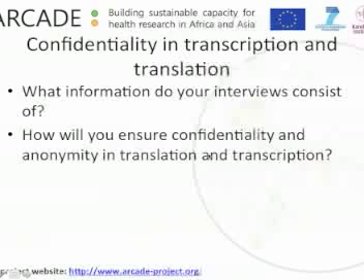Another issue to think about is confidentiality in transcription and translation. And you need to think about what information your interviews consist of. How sensitive is that information? How many names are mentioned? And what does it mean to ensure confidentiality and anonymity in translation and transcription?